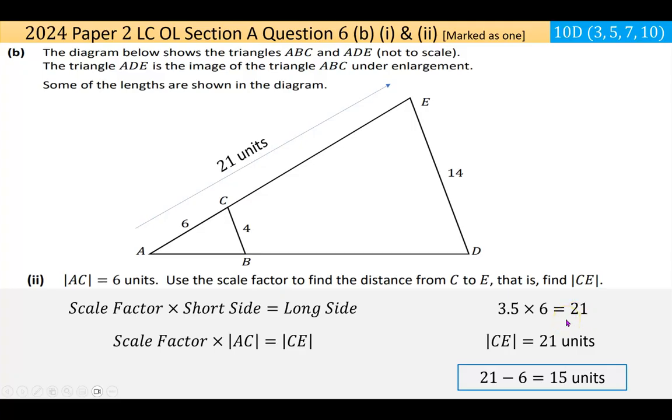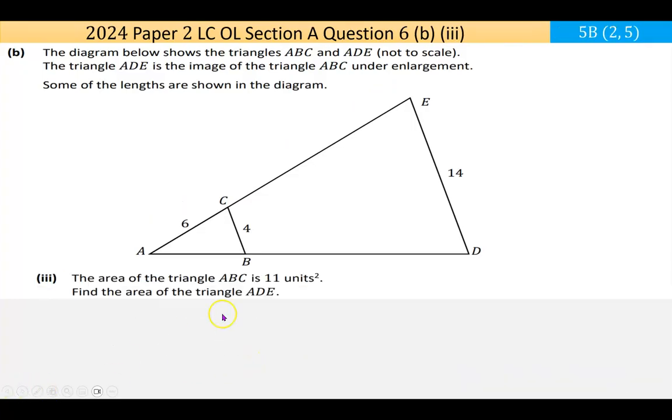Now, they didn't ask for AE, they only asked for C to E. So we have to remember to take that 21 and then take away the 6 units to leave CE. It's something that I personally would generally misread a question and forget to do. Hopefully you won't be as limited in your reading ability as I am, or sometimes am. And that's it, the answer is 15 units. Oh, it's not the end, sorry.